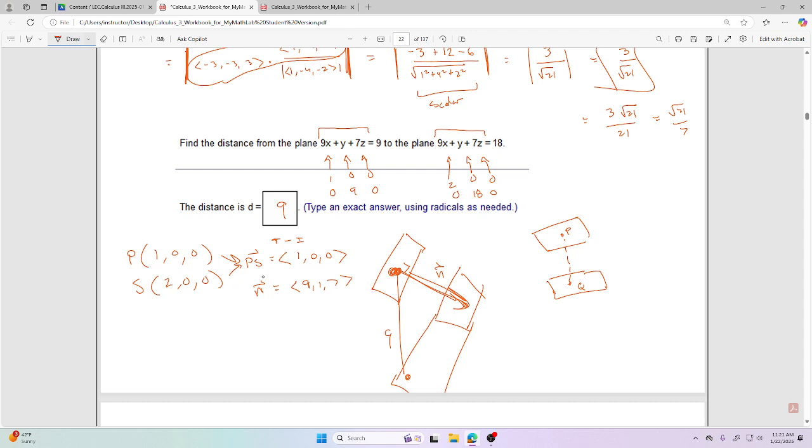Perfect. And then I do my thing with these, right? So I need to do a dot product, and then I divide by the magnitude of n, and we're basically done. So I'm going to do this PS dot n. 1 times 9 is 9. 0 times anything is 0. 0 times anything is 0. I now need the magnitude of n. So that'd be the square root of 9 squared, 1 squared, 7 squared.